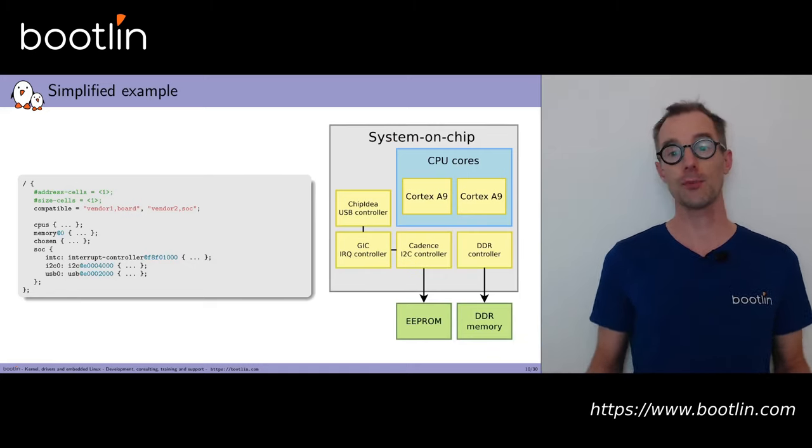If you want to see some examples of device tree overlays, you can look at the Linux kernel tree for the Raspberry Pi project. This is where they store their overlays.